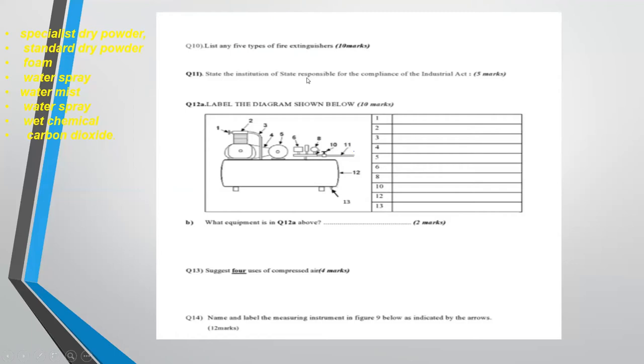The next question: state the institution responsible for the compliance of the Industrial Act. What institution in the country is responsible for compliance of the Industrial Act? I think it is the International Labour Organization, ILO, or nationally, I would say the NLC, which is the National Labour Commission. That's what I think.